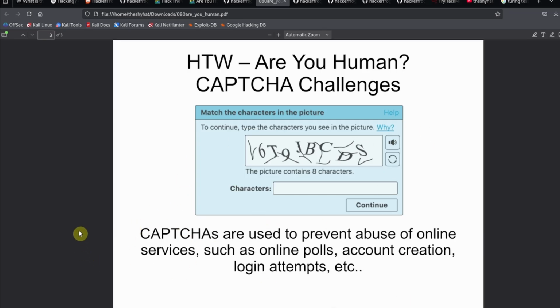CAPTCHAs, what are they primarily used for online? So CAPTCHAs are used to prevent abuse of online services, such as online polls or account creation or login attempts, etc., etc. If you come across any system on the internet that might be abused, if it's completely automated by robots or something like that, you might see some sort of CAPTCHA that prevents you from, A, accessing the system too quickly, and B, testing whether or not the user that is interacting with the system is a person or not. Let's go back to the challenge.